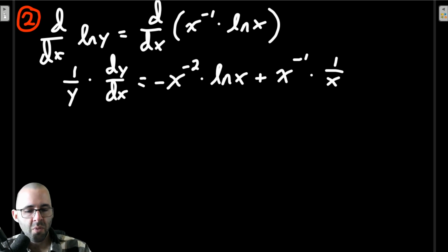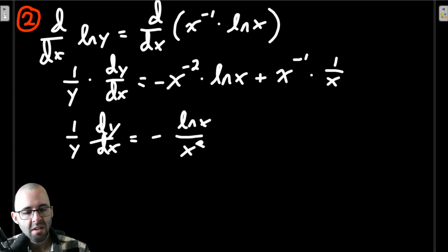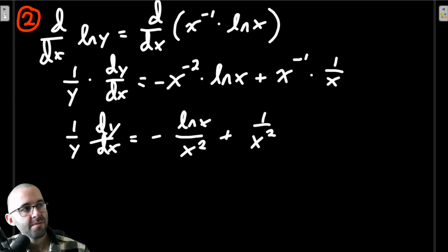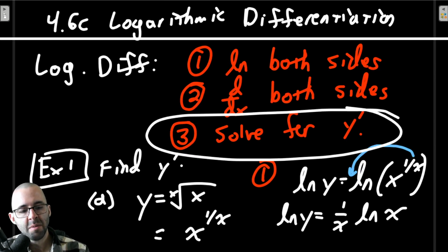And again, there's a step 2.5 to simplify. Let's just simplify all the time, okay? Simplify all the time. We're going to get 1 over y times dy/dx equals, what does this become? Negative natural log of x over x squared. Remember that's a negative exponent, just means it's in the denominator. The other one is 1 over x times 1 over x. That's 1 over x squared. Now we say, okay, we did step 2.5, simplify.